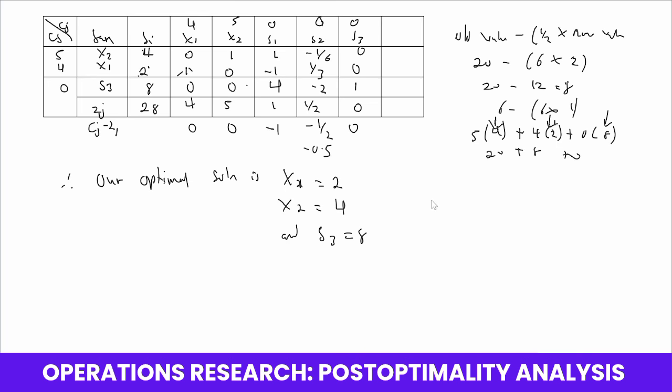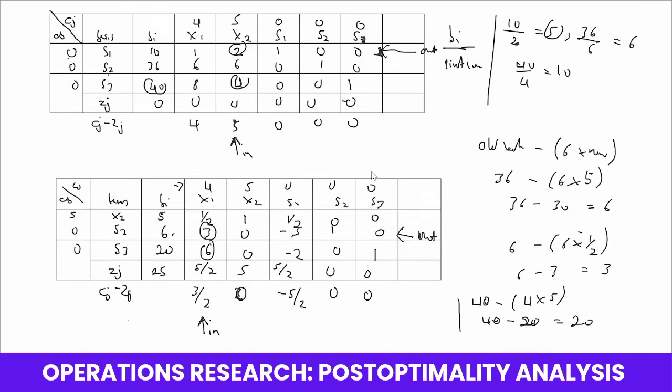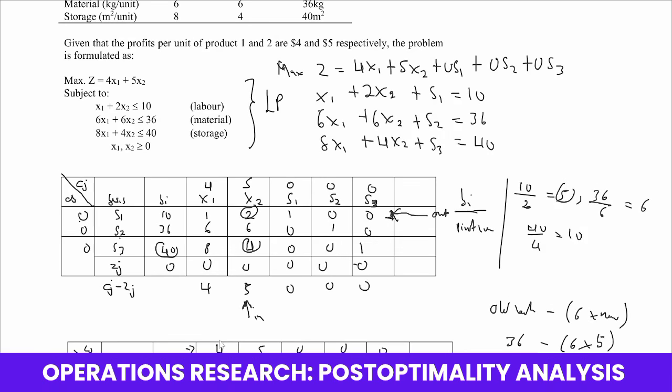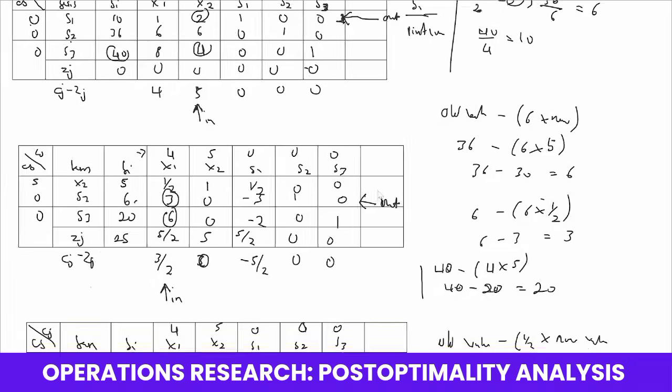If you check from our question, S1 was introduced for the labor constraint, and then S2 was introduced for the material constraint. So at the end of our simplex iteration, you realize that S1 and S2, that's the surplus, are not in our basis. That means that we fully used the labor and then the material resources. We don't have any surplus left.